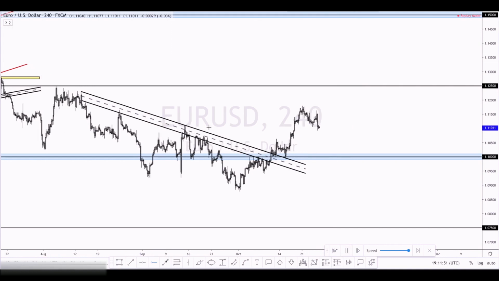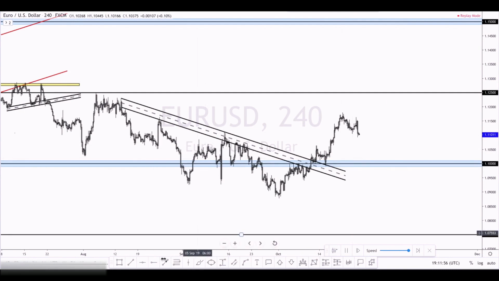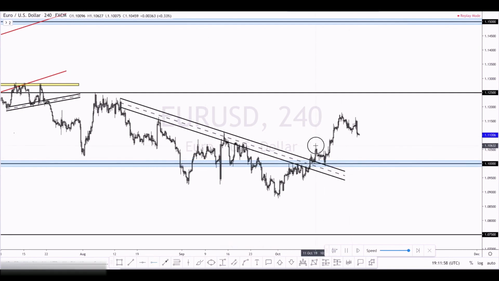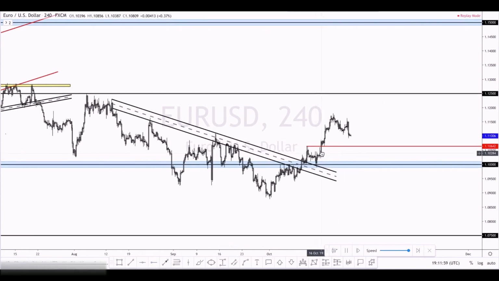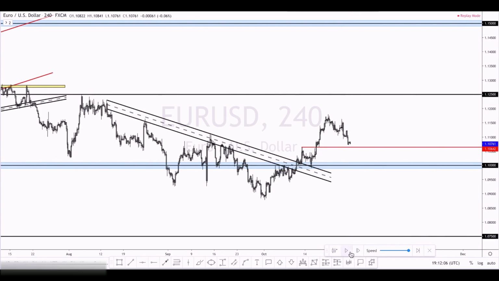So let's have a look at how price moves. We're looking for that pullback, ideally into this region here. Price comes back into that 110.